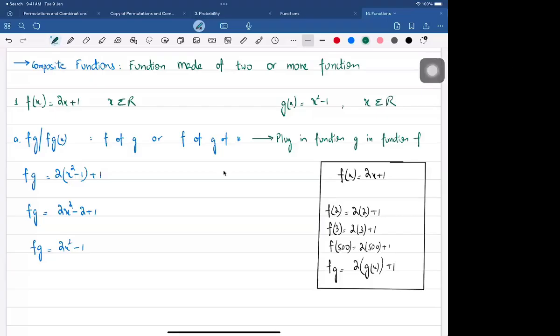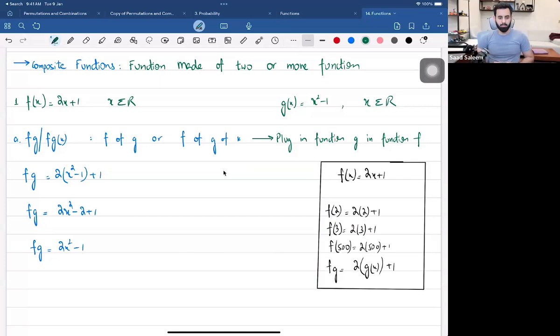So if the question just says find an expression for fg, can you just leave it in the unexpanded form? Dekho, whenever you have an expression which can be simplified, then you do simplify it.